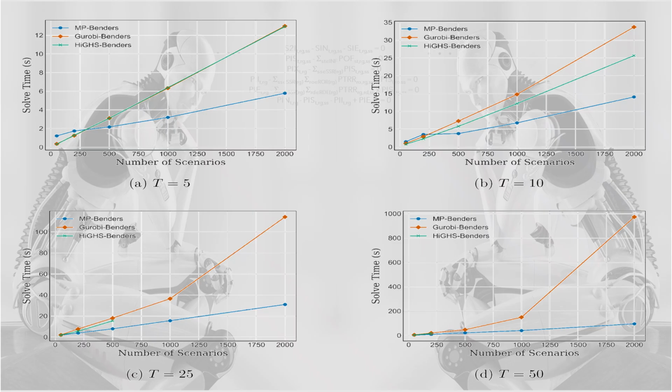In the case of the BD single cuts, the figure shows the subproblem solution time versus the number of scenarios for different time horizons. To analyze the behavior, instances were run using MP Benders, HiGHS Benders, and Gurobi Benders as a MILP solver to solve the master problem. The subproblems were solved by comparing MP Benders with direct solutions using Gurobi Benders and HiGHS Benders.